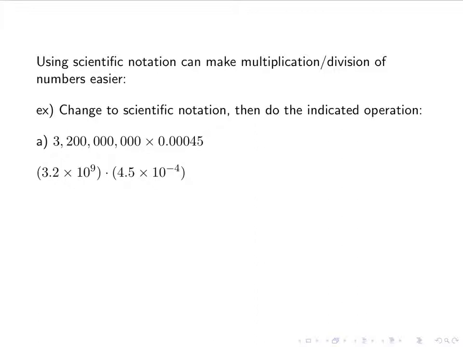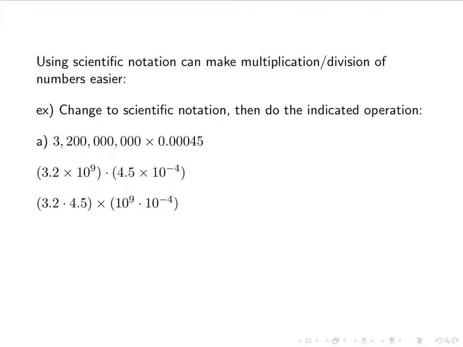The first one will be 3.2 times 10 to the 9th. The second one will be 4.5 times 10 to the negative 4th. And now if you notice, these are 4 numbers that we're multiplying. Multiplication's commutative and associative. I can multiply in any order that I want. So in particular, I'm going to put my 2 A's together and my 2 10 to the B's together. So I'm going to write this as 3.2 times 4.5 times 10 to the 9th times 10 to the negative 4th.